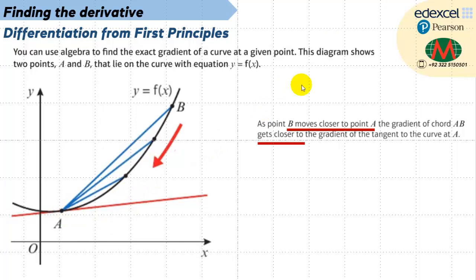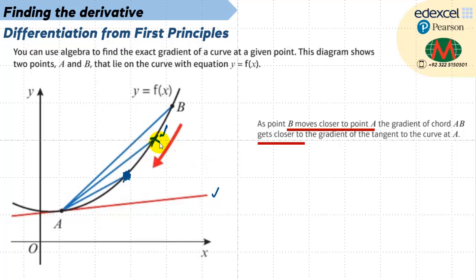In this curve, this red line is the tangent line. Suppose we know the gradient of this tangent line as well. When point B moves from here to here, we find the gradient of this new line AB, and we observe that this gradient is closer to the gradient of the tangent line. Now it moves to here, and if we find the gradient of this line AB, we observe it is getting even closer to the gradient of the tangent line.